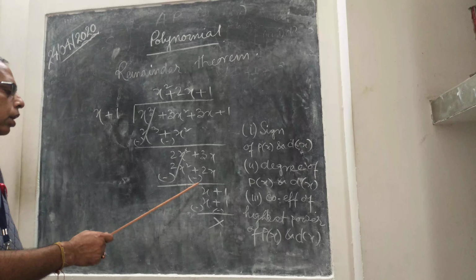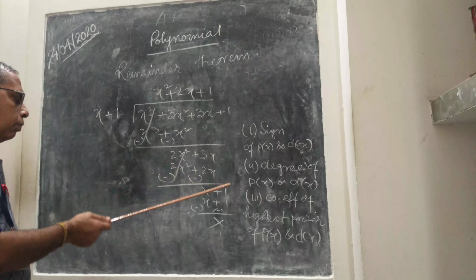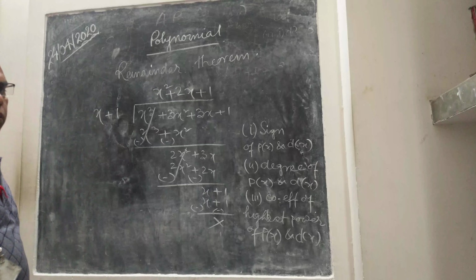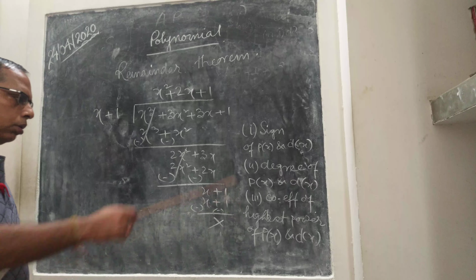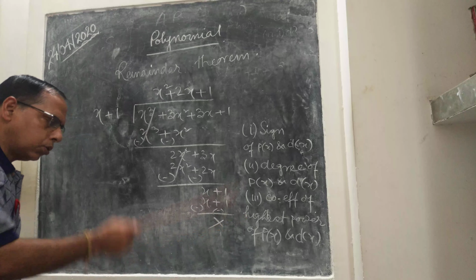Now the last step you see, it is the same. Here also degree 1, here also degree 1, positive, positive, coefficient 1, 1, so that's why 1. Because if you multiply any number by 1, the number stays the same. Okay. So these three things are very, very important. Please remember these three things.